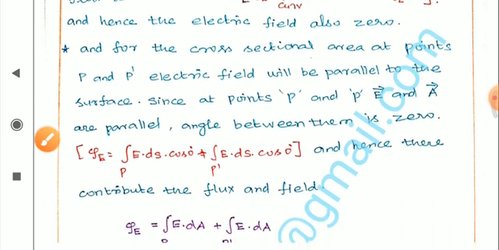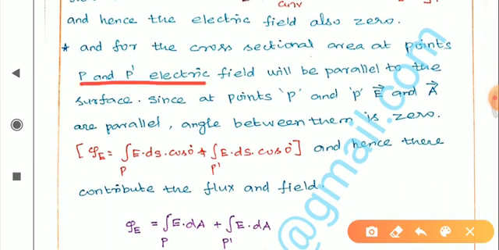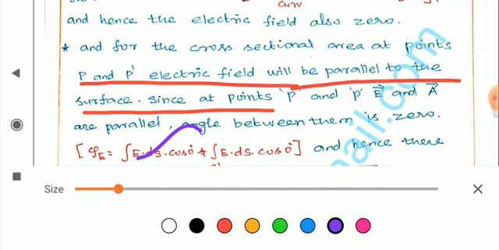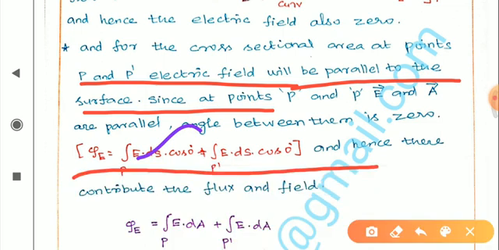And for the cross-sectional area at the points P and P dash, the electric field will be parallel to the surface. Parallel to the surface means parallel to the area element. So what is the angle? The angle is equal to 0, and cos 0 is equal to 1. So the total flux, given by phi, is equal to the integral of E dot dS cos 0 at the point P, that is for the right hand side, and E dot dS into cos 0 for the left hand side.